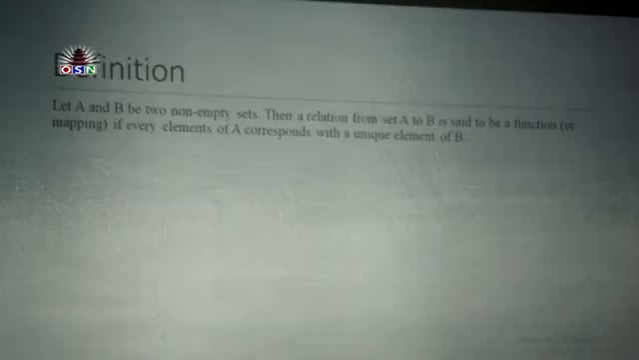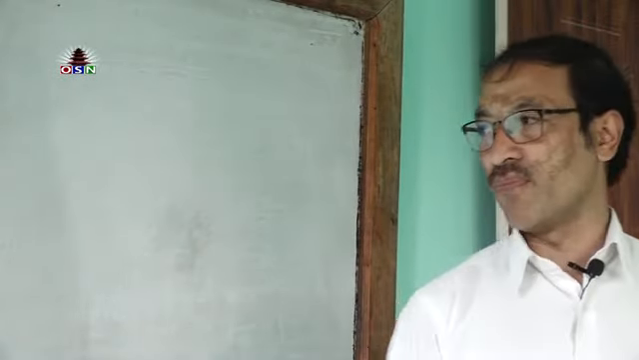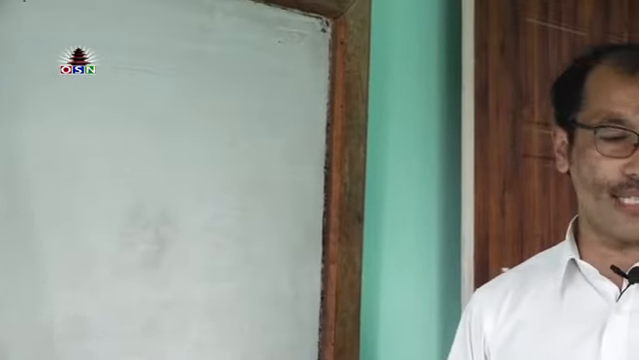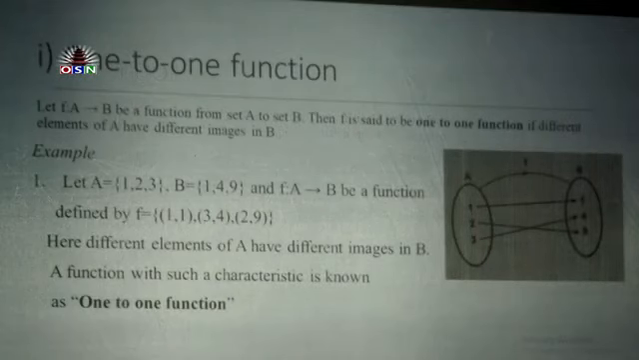Please let's read here. You can see the definition. Let A and B be two non-empty sets, then a relation from set A to set B is said to be a function if every element of A corresponds with a unique element of B. So for that I would like to show you an example. What does it mean? Here you can see there are two sets, set A and set B. Both of them are non-empty sets.